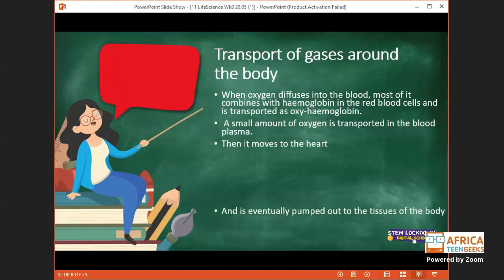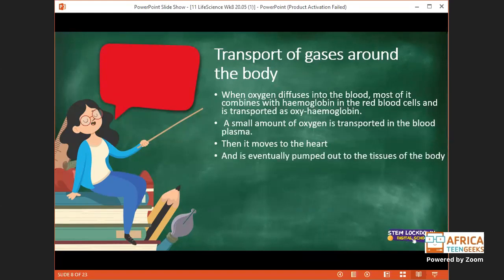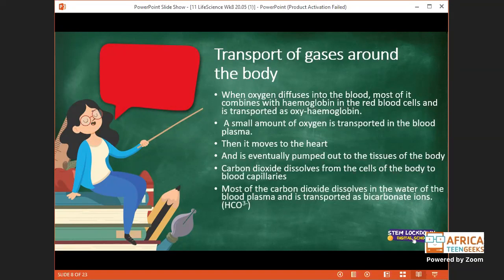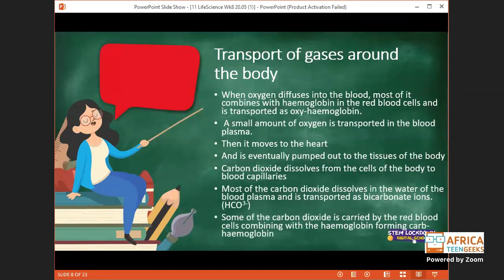Then it moves to the heart, just as we explained, and it is eventually pumped out to the tissues of the body, right? Then the same with carbon dioxide, but remember that carbon dioxide is a different story. It is from the body cells, okay? It is not from the alveolus, it is from the body cells. So carbon dioxide diffuses from the cells of the body to the blood capillaries. Then most of the carbon dioxide dissolves in water of the blood plasma and is transported as bicarbonate ions. And then some of the carbon dioxide is carried by the red blood cells, combining with the hemoglobin, forming carbaminohemoglobin. Right, is everyone following?